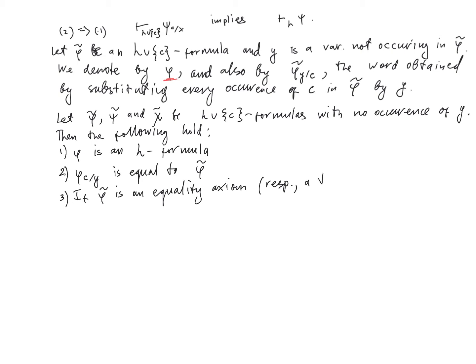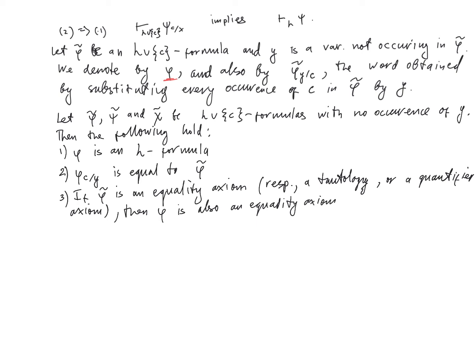respectively a tautology, or a quantifier axiom, then the formula phi is also an equality axiom, respectively also a tautology or a quantifier axiom.